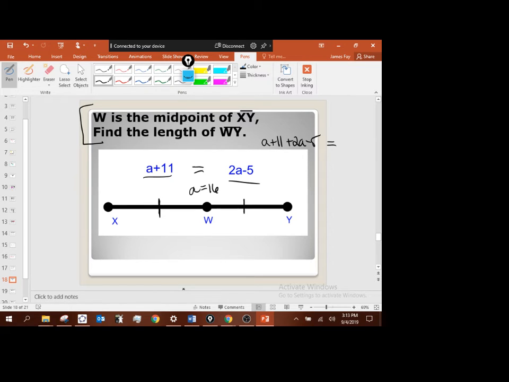I'll let you do that math a little bit on your own. But now let's validate it. Let's see if that is actually true. If A is 16, I plug that back in here. What's 11 plus 16? 27. Plug in here, I get 32 minus 5, which is 27. When I have a midpoint, doesn't that mean the distances are the same? And that's what we're proving with 27, 27. So you'll see a handful of questions like that.